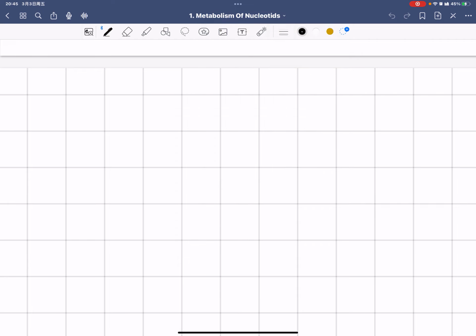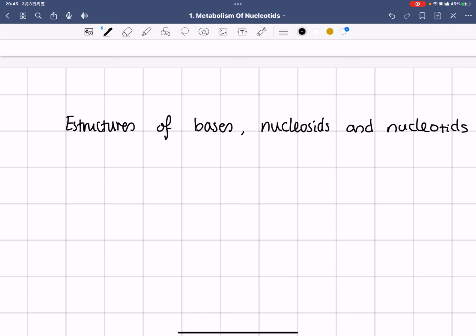So first, let's talk about the structures of bases, nucleosides, and nucleotides. I'm not gonna draw the whole structure of the bases, but I'm going to tell you some tricks on how to identify different pyrimidines and purines, and the difference between nucleoside and nucleotide.